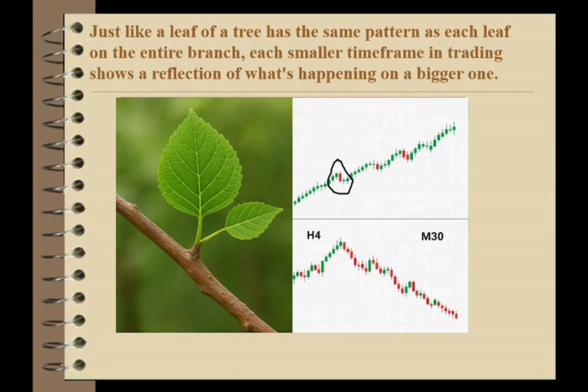Now, for example, look at this leaf. If you zoom into this leaf, what you see on it is the same thing as what you see on any other leaf on the branch. It is just a different size. Once you zoom into this leaf, you will see the same thing that is on this leaf, just as this.